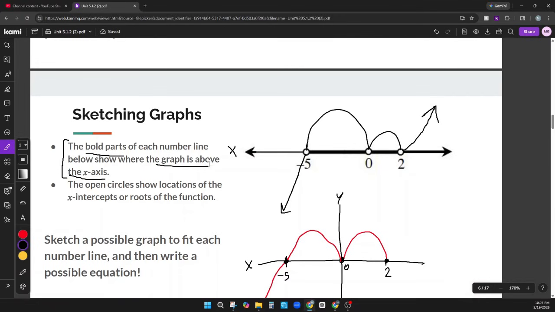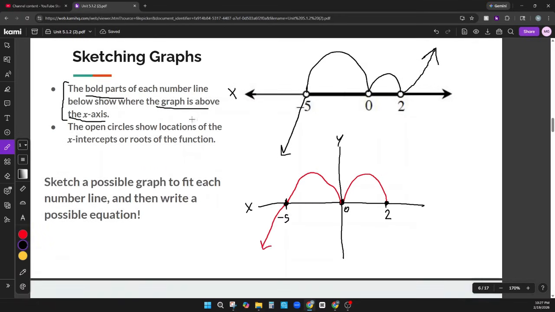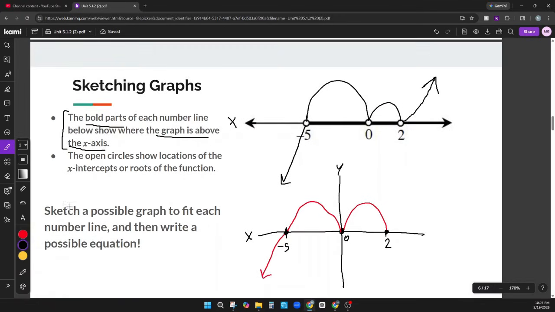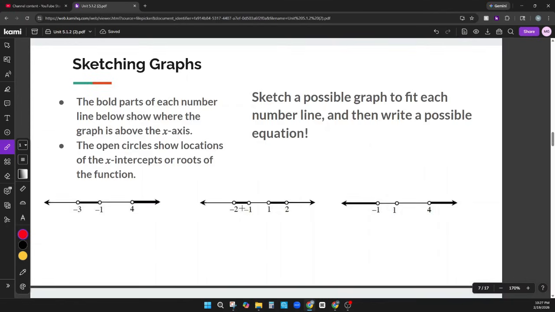To the right of 2, our line is going to be above the x-axis. That's what the bold part means. So that means that we're going to start at -5, go to 0, go to 2, and then we're going to bounce right back up, and we're going to go up above the x-axis after we go to the right of 2. And now we've taken our number line, what we had in the graph, and we change it into a sketch of what the graph of this polynomial might look like. As far as writing a possible equation, let me see what comes up.